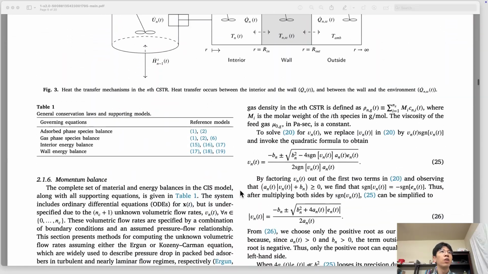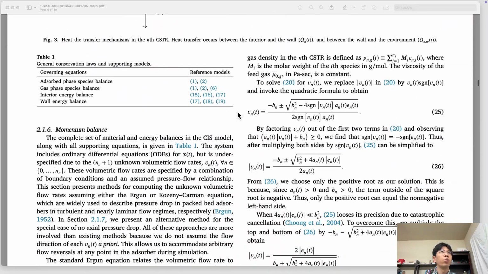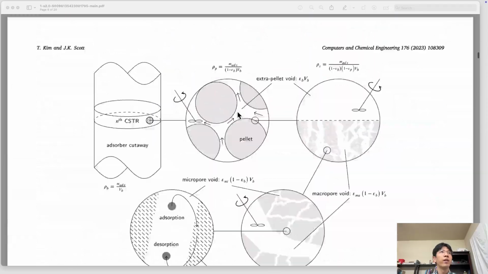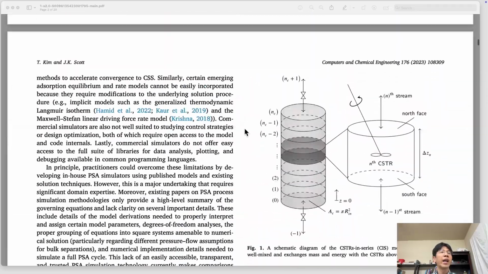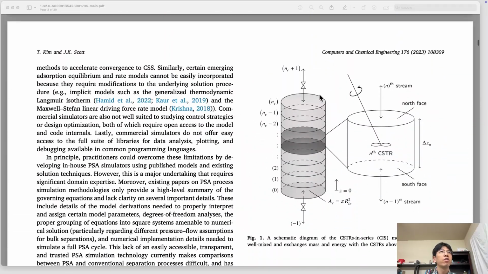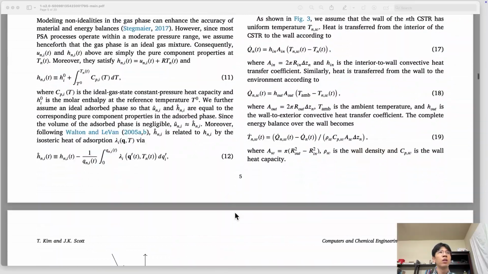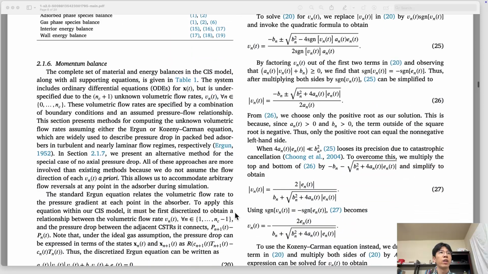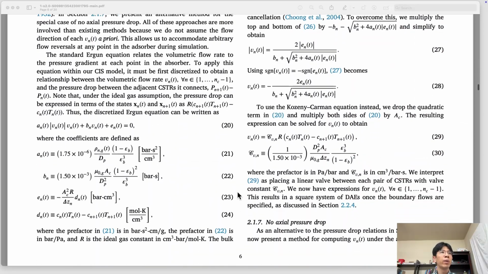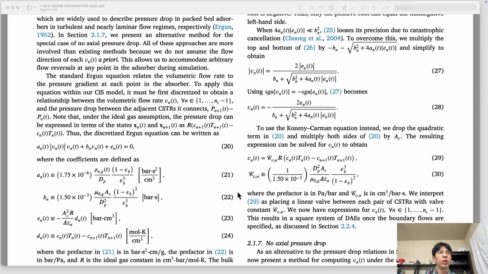So again, the unknowns are the volumetric flow rates between the CSTRs. So basically, even after writing the energy and mass balance equations, we need to specify these volumetric flow rates above and below the different CSTRs for all CSTRs. So what we're doing with this momentum balance equation is trying to derive those expressions just to get those volumetric flow rates. And this paradigm of using the momentum balance equation is called pressure-driven simulation.